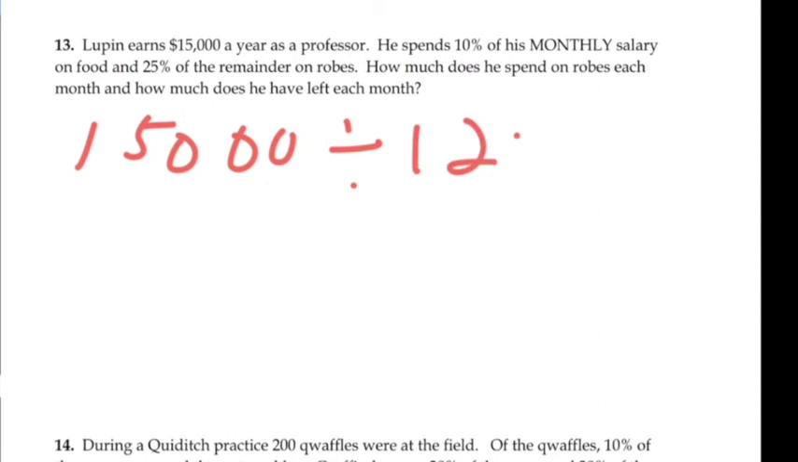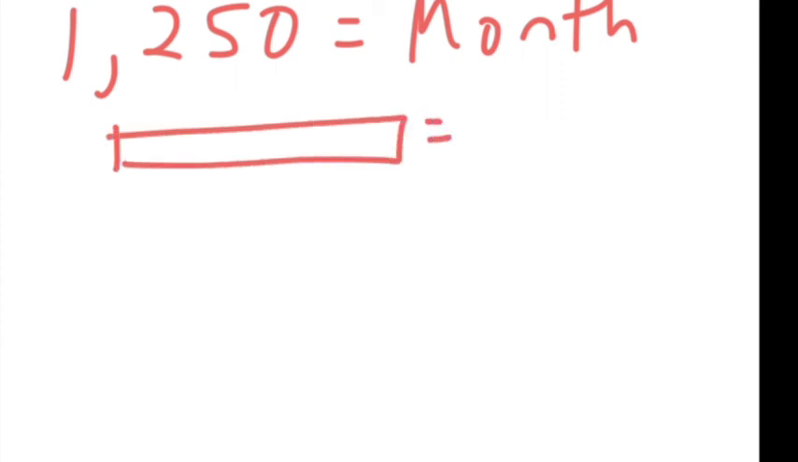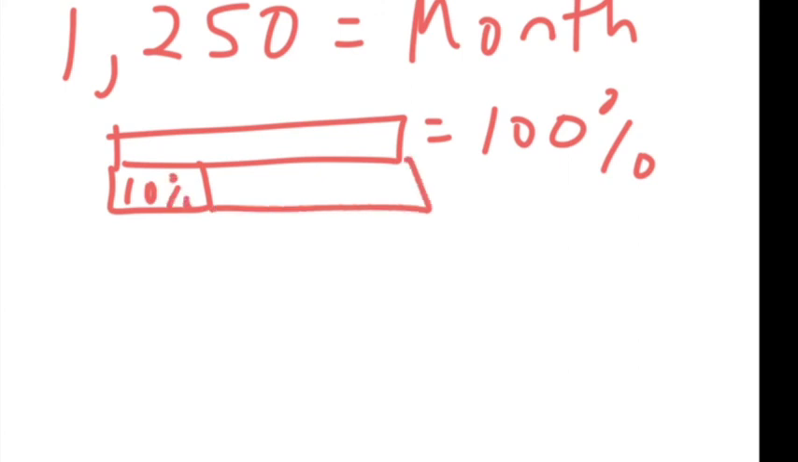When you do that, you should get $1,250 a month. Okay, so he earns $1,250 a month. So every month he earns that. So I'm going to draw a little bar for us. So the 100% represents the $1,250. If he spends 10% on food, then he spends 25% of the remainder on robes. Okay, so here's food is 10%. The remainder is 90%. So I'm going to use 90%.